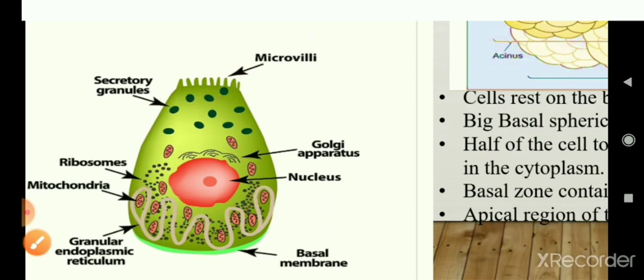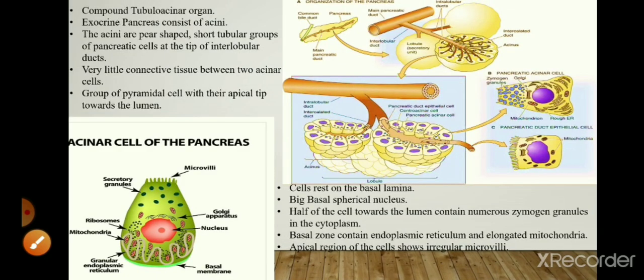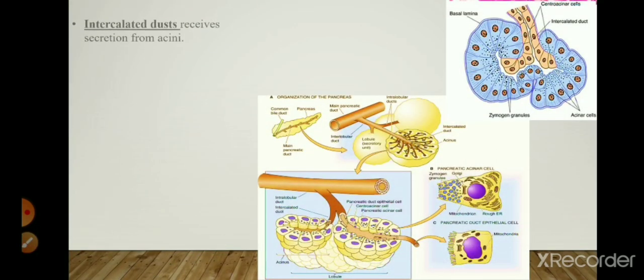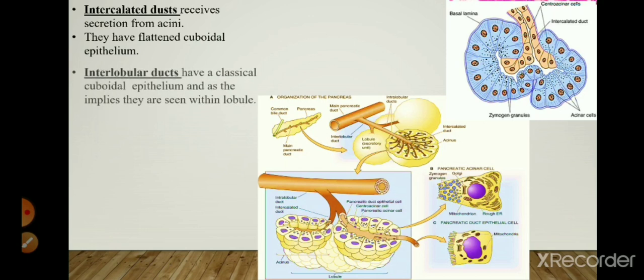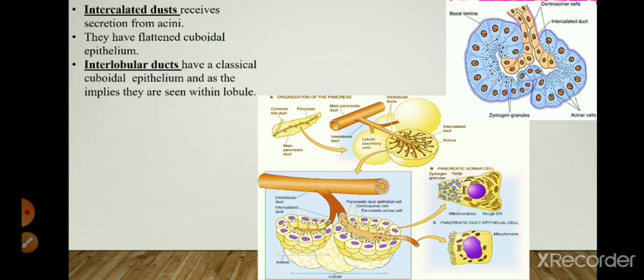Okay, now next, discuss about intercalated ducts, which receive secretion from acini. They have flattened cuboidal epithelium, and interlobular duct has a classical cuboidal epithelium, and as the name implies they are seen within the lobule. They receive secretion from intercalated duct.